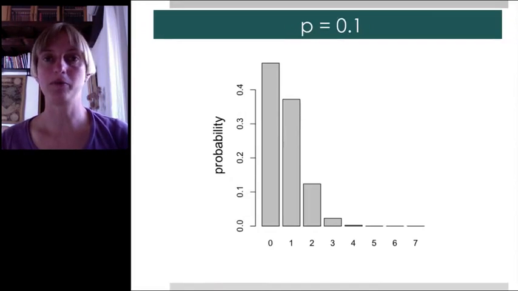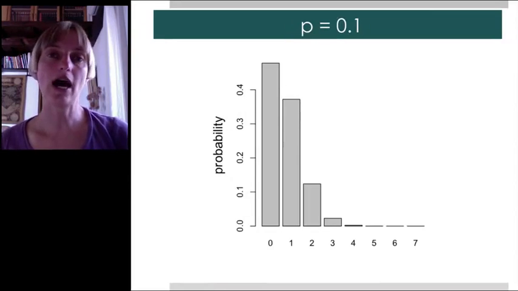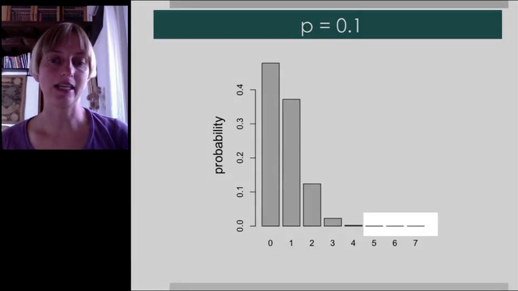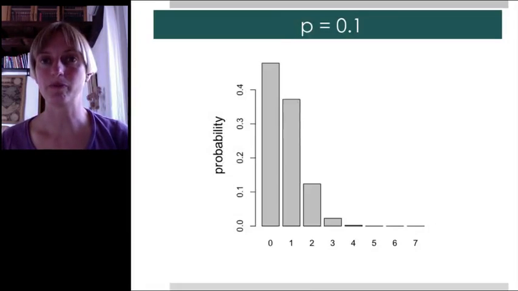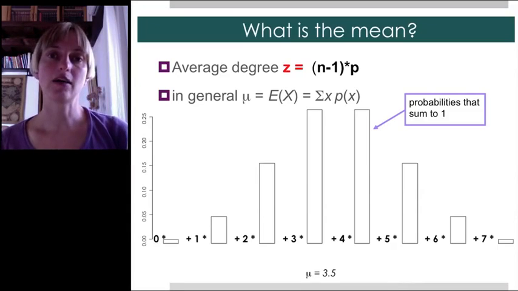If, however, the probability is only 1/10, then you have a distribution that's much more skewed. It's much more likely that a node will be connected to no others, and very unlikely that it would have anything past degree 4. Once you have this distribution, there are well-known properties such as the mean. The mean is going to give us the average degree.